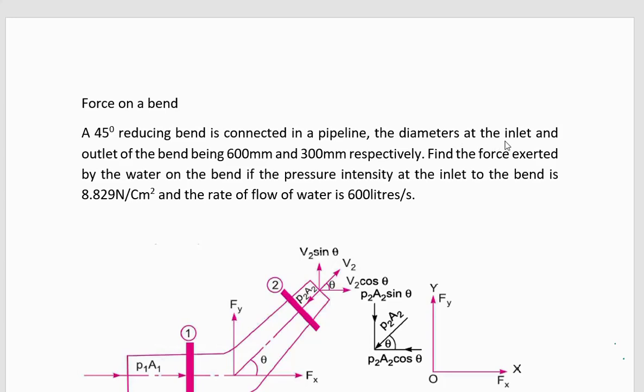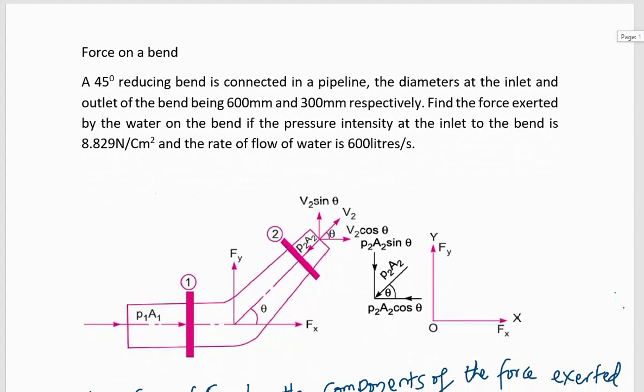The diameters at the inlet and outlet of the bend being 600 and 300 respectively. Find the force exerted by the water on the bend if the pressure intensity at the inlet to the bend is 8.29 Newton per square centimeter and the rate of flow of water is 600 liters per second. Let us look at this drawing of ours.